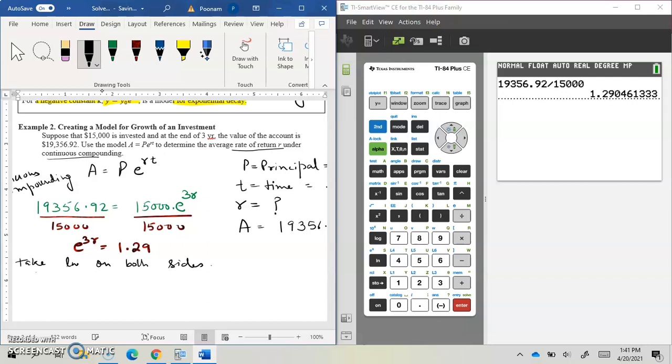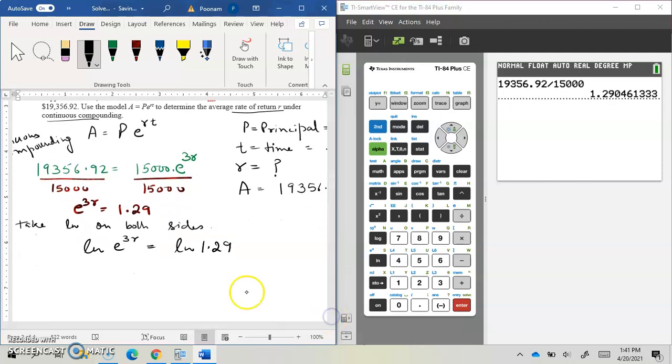So what will we have? Natural log of e raised to power 3r is equal to natural log of 1.29. Now natural log and exponential are inverse functions of each other, so they cancel. We are going to be left with only 3r, which is equal to natural log of 1.29.